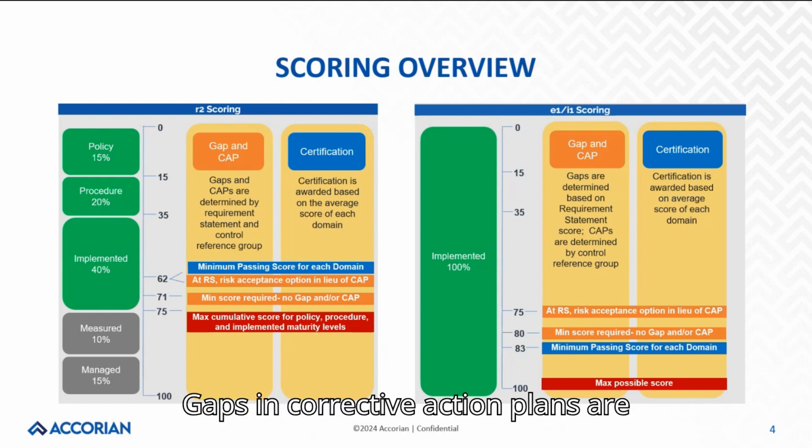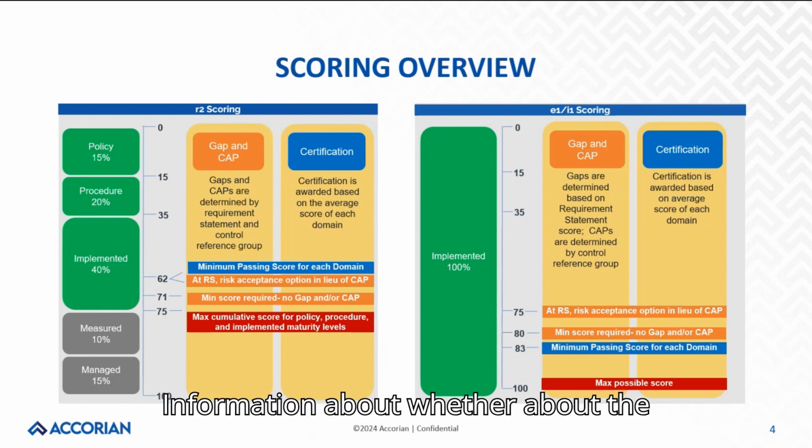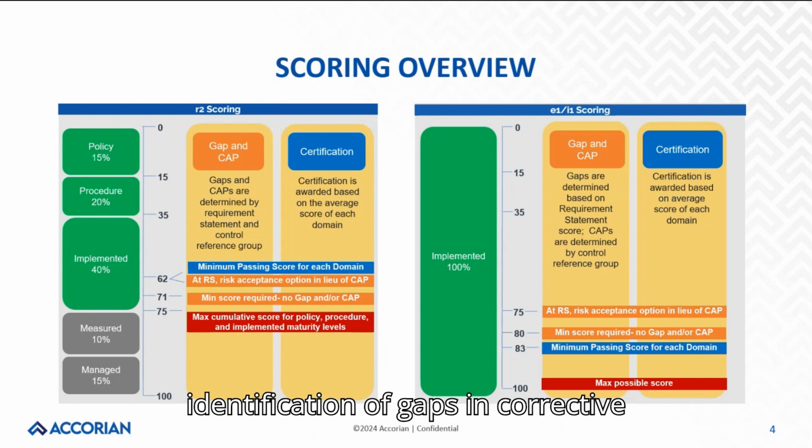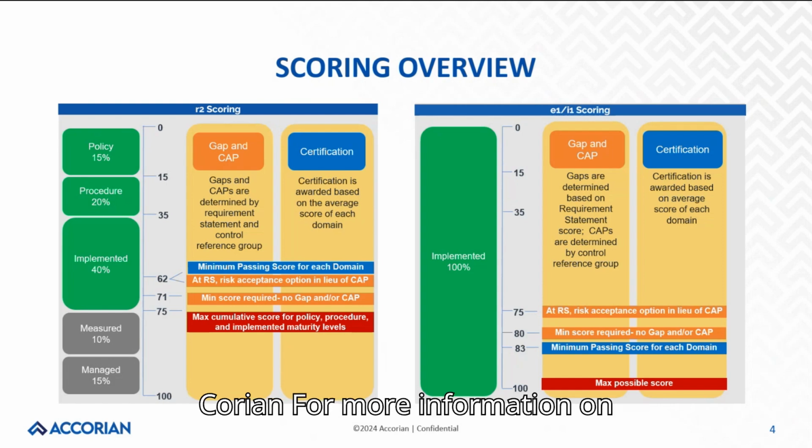Gaps and corrective action plans are identified based on requirement statements and control reference groupings. Again, there's more nuanced information about the identification of gaps and corrective action plans, so please reach out to Accorian for more information on that.